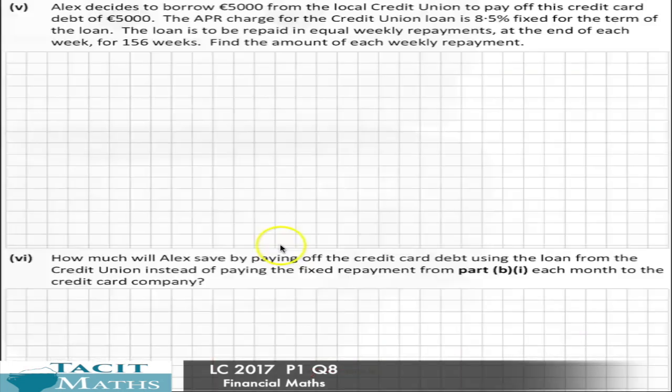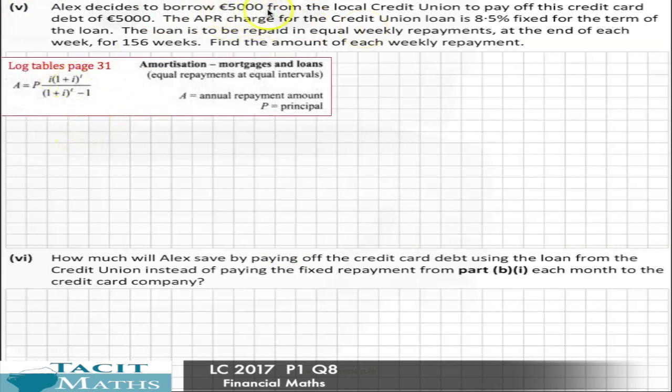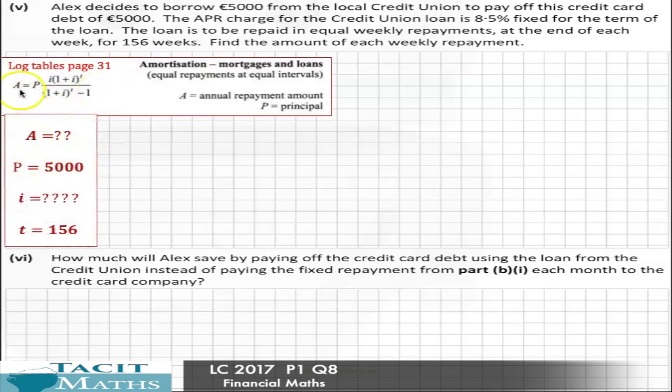66 months. Now when you get to part 5, it looks as if we have to do nearly the exact same thing again. But don't worry, it is the same formula. What he's after doing now is he's after getting a loan to pay off the loan, if you know what I mean. But the good news is that we're now using this formula for what it was designed for. We're looking for the amount, the repayment. We have the total amount, so we're just going to be subbing into the formula.